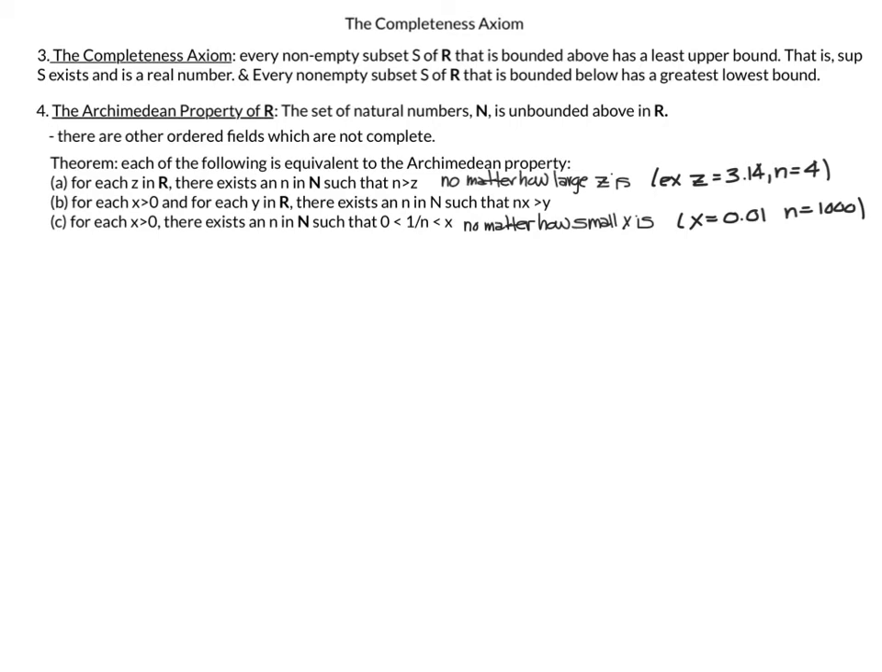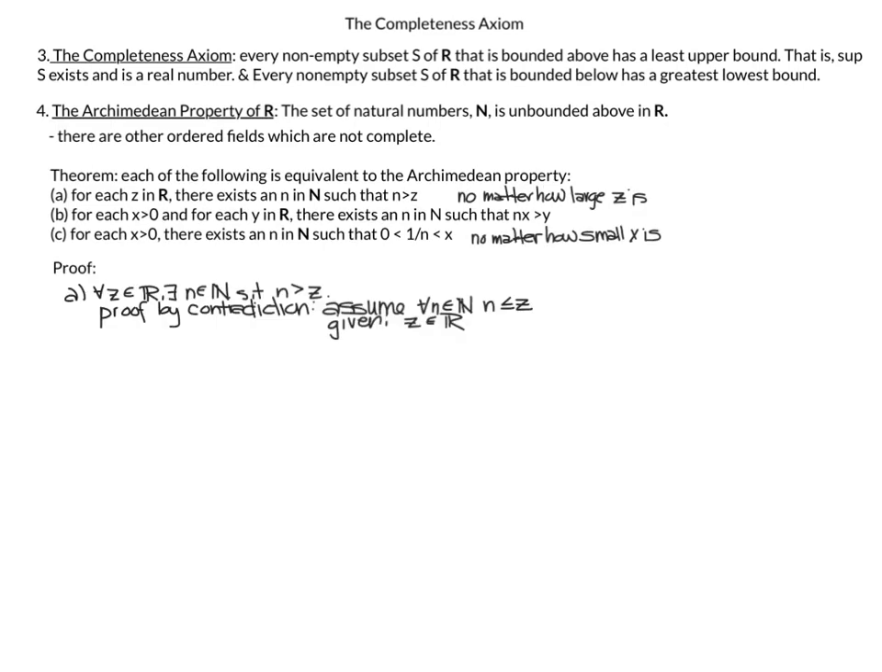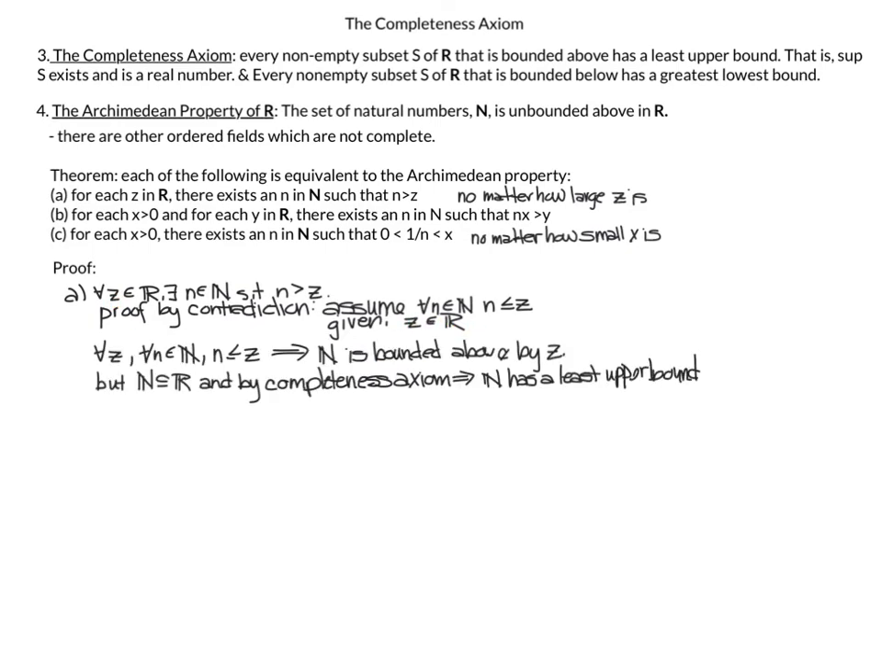The proof is fairly straightforward, and we're going to do this proof by contradiction, so we need to see what the negation of this conclusion is, and that would be for all n in the natural numbers, n is less than or equal to z. And we're also given that z is a real number. But what this is saying, for all n, n is less than or equal to z, means that the natural numbers are bounded above by this real number z.